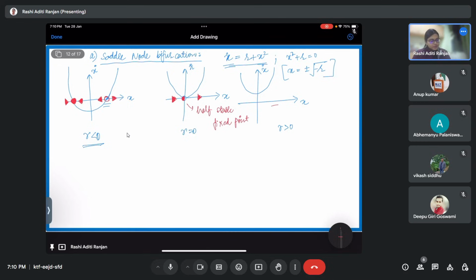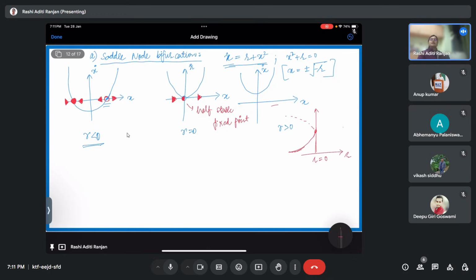So if I try to plot it with the value of r, what do I see? Something like this is happening. This is r equals 0. Okay, one stable and one unstable fixed point meet and result in the disappearance of both the fixed points, right? And this is known as saddle node bifurcation.